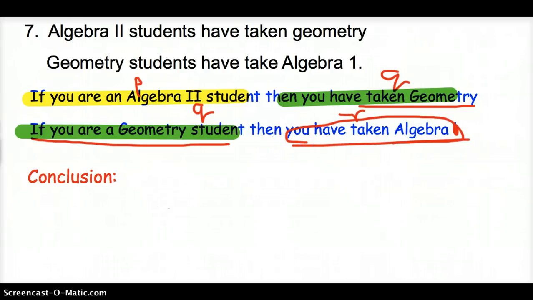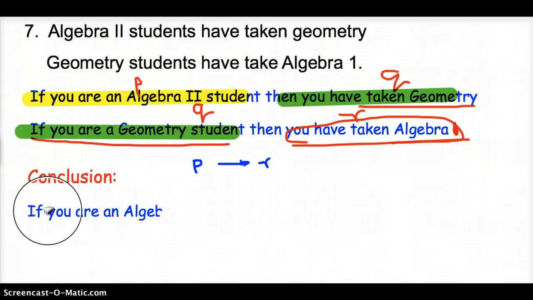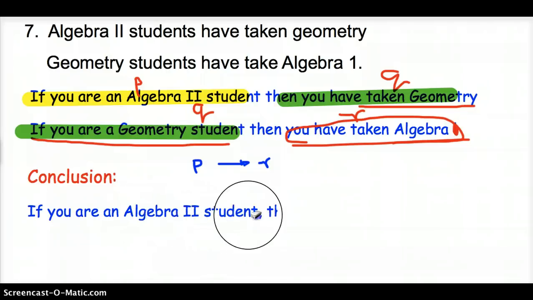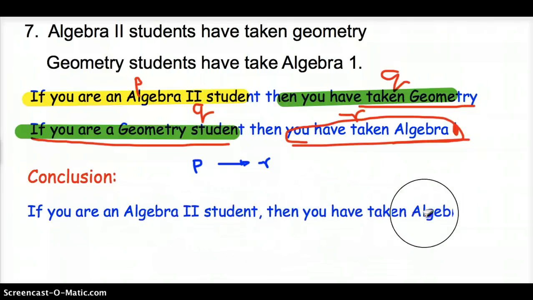Now for my third statement, I take my P, and then my R, right? So that's going to read, first off I'm using syllogism to help me solve this, and it would read, if you are an Algebra 2 student, then you have taken Algebra 1.